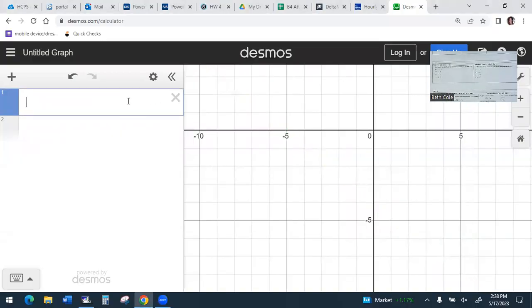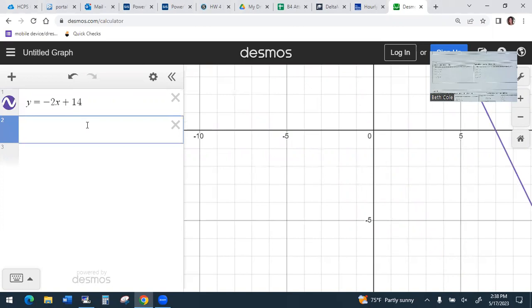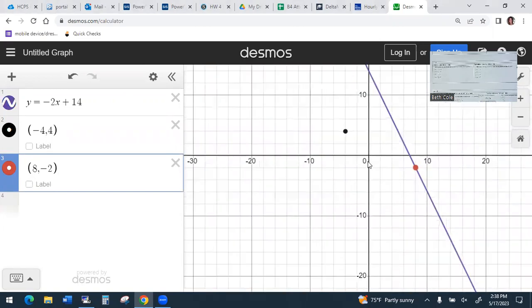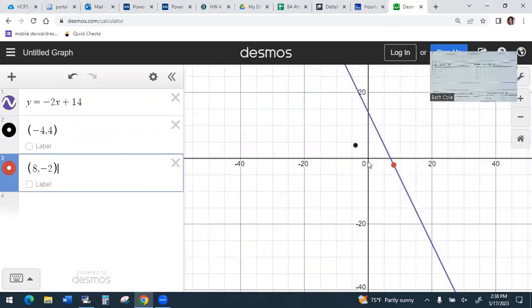I'm going to type in the first one. Y equals negative 2x plus 14. Watch. Just watch. What was the first point? Read it to me. I'll type it in. Negative 4 comma 4. What was the other point? 8 comma negative 2. Boom. All right. Let me mess with this window a little bit. You're going to be okay. Does that line go through both the points? No. So it's not the answer. Let's go back and change it.